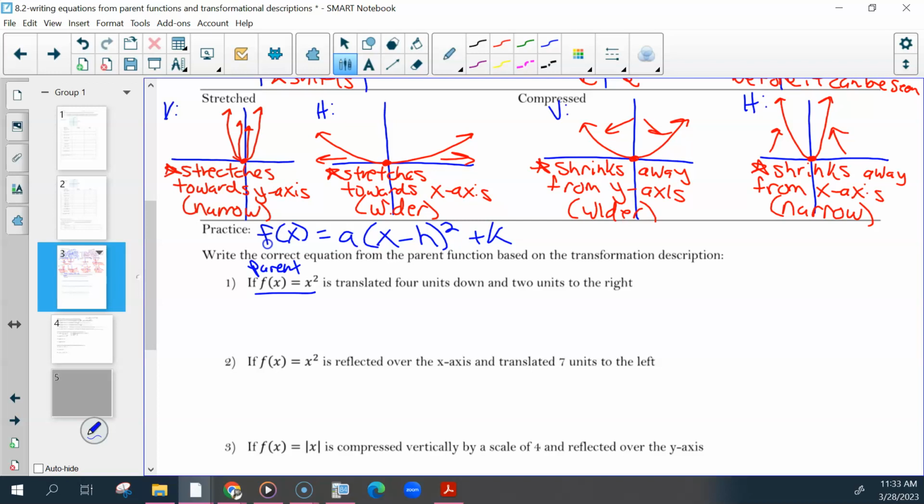Translated. So I'm going to underline this for now. On top of it, I'm going to write shifts, because we need to know that those are interchangeable. And there are 2 types of shifts going on, 4 units down and 2 units to the right. So would 4 units down be vertical or horizontal? Vertical. Would 2 units to the right be vertical or horizontal? Horizontal.